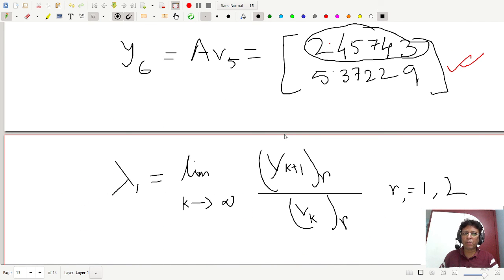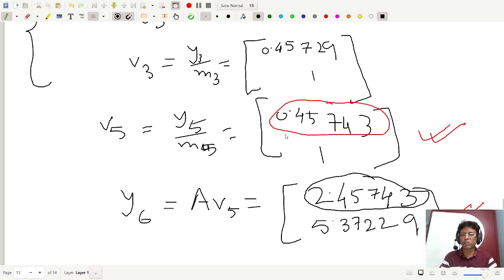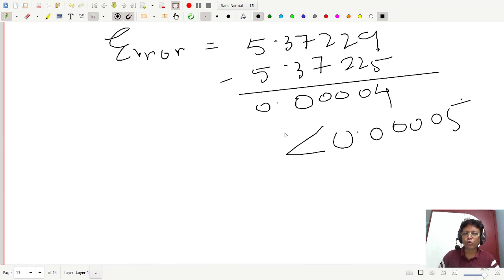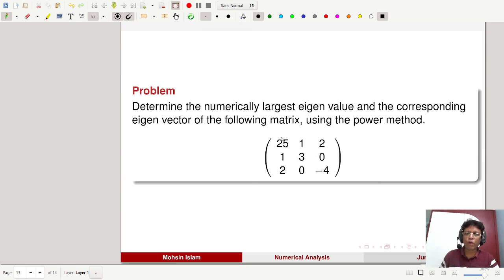It's a very simple method, but you have to do a lot of calculations, a lot of iteration steps, and if you go for a 3 cross 3 matrix, the calculation will be more. So you have a problem. Lastly, in my last presentation, this is the problem you have to do. Determine the numerically largest eigenvalue and the corresponding eigenvector of the following matrix using the power method.